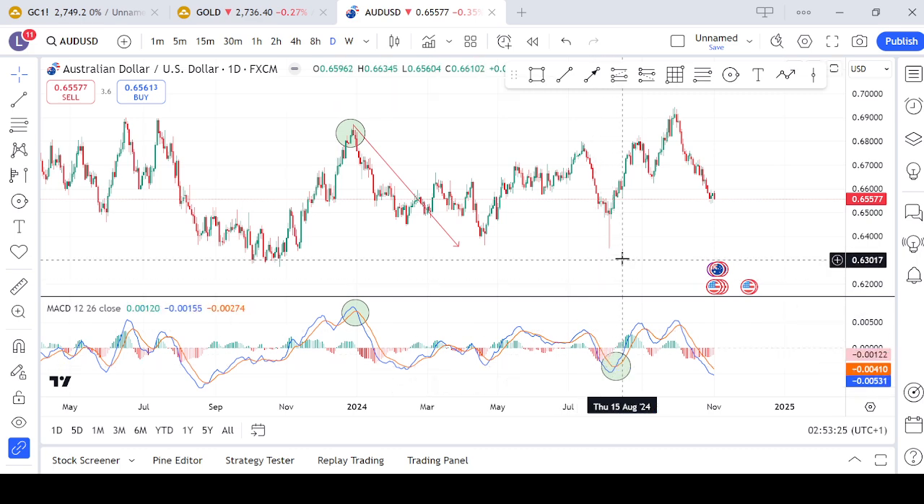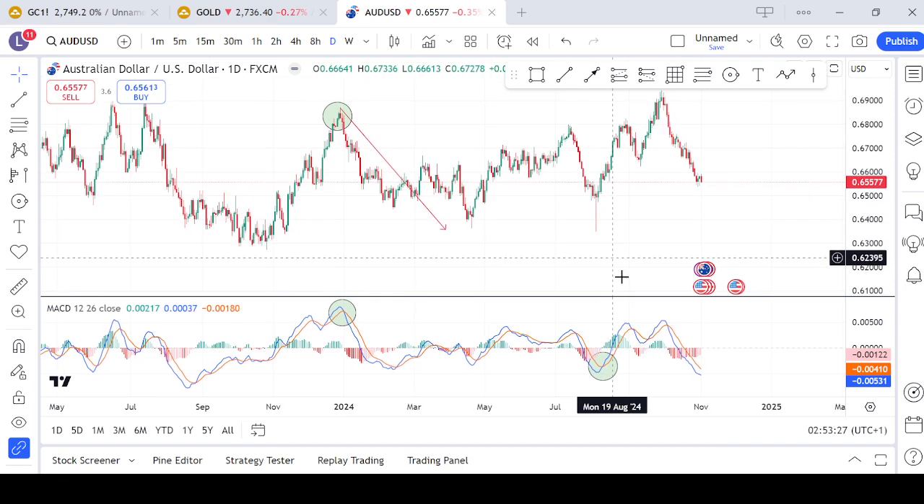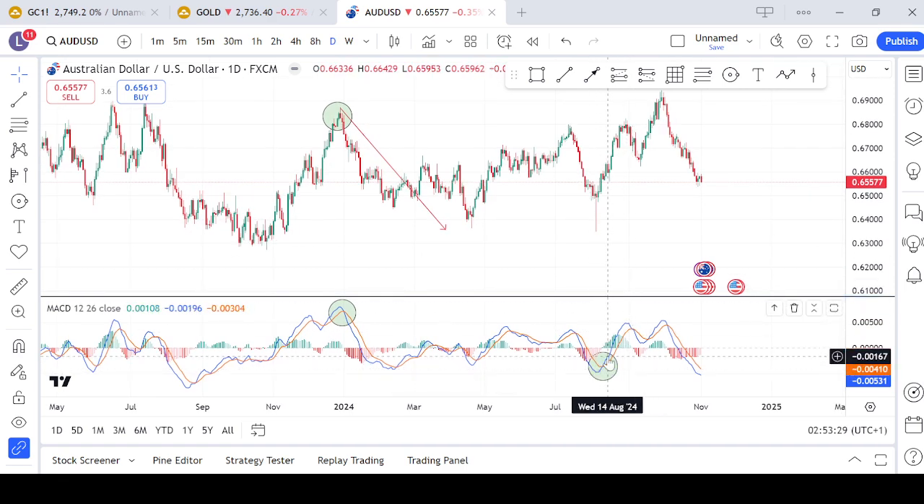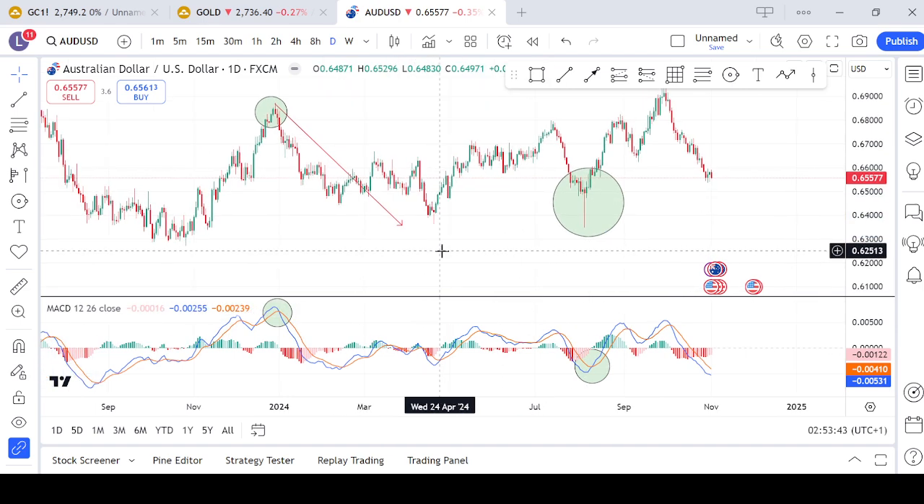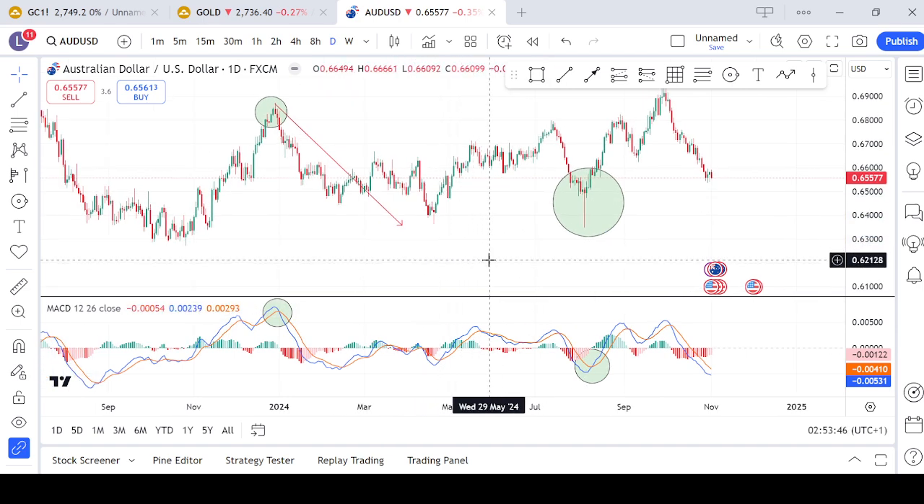And see, the blue line crosses above the red line. The blue line is the MACD line and the red line is the signal line, and it indicates a potential buying opportunity. And we could confirm that with this rejection here, this hammer right here. So that is how you can use the MACD.